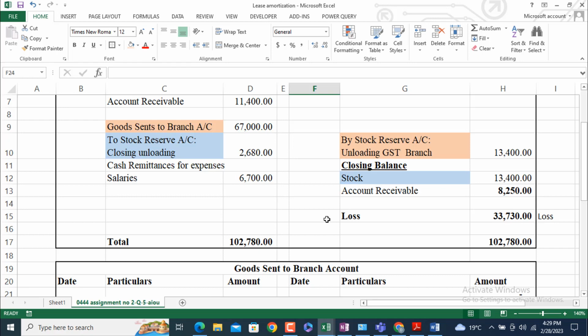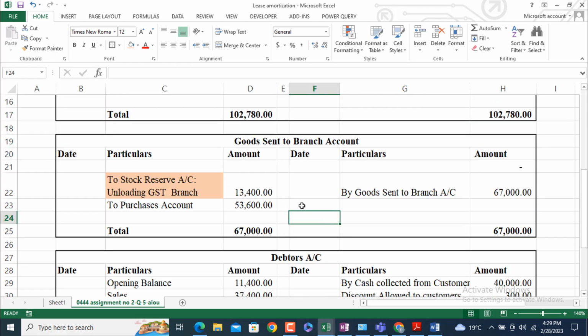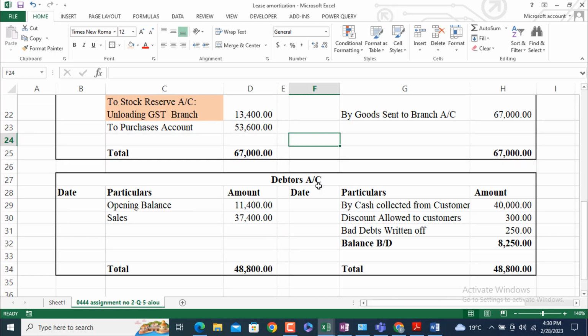So in this way we have established three accounts: branch account, and goods sent to branch account, which is essential to calculate the cost of goods sold, so it will go to the purchase account, and the third one is the debtor account, which is also established to find out the balancing figure of the balance brought down of this account receivable.